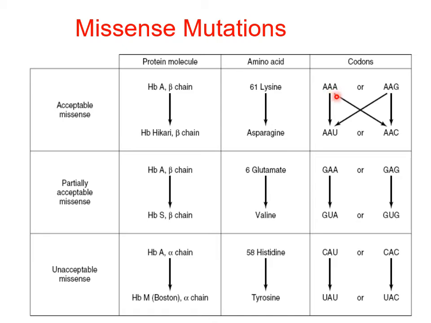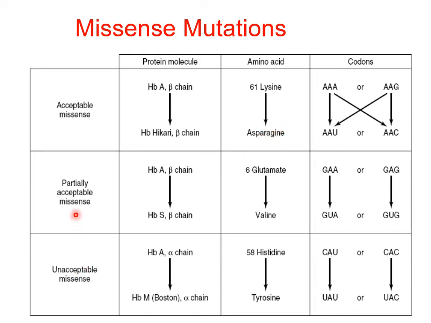So here AAA or AAG, which codes for lysine, has been altered to AAU or AAC, which codes for asparagine. So that is the acceptable missense mutation, where even though there is a change in the amino acid, it has not altered the functioning of the protein.